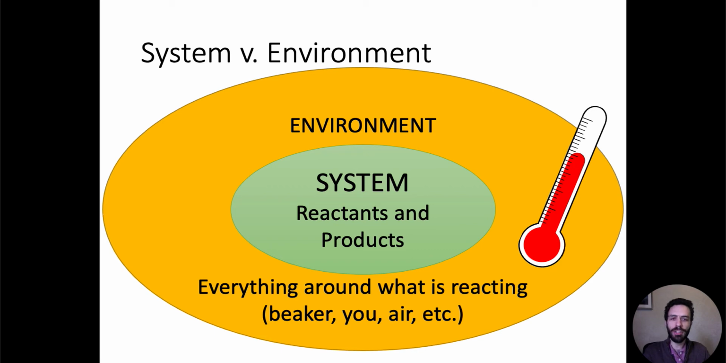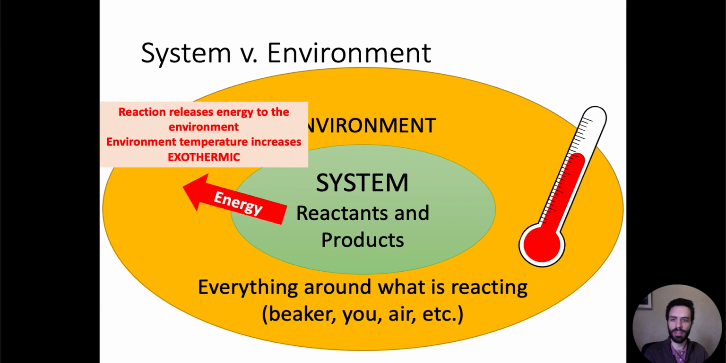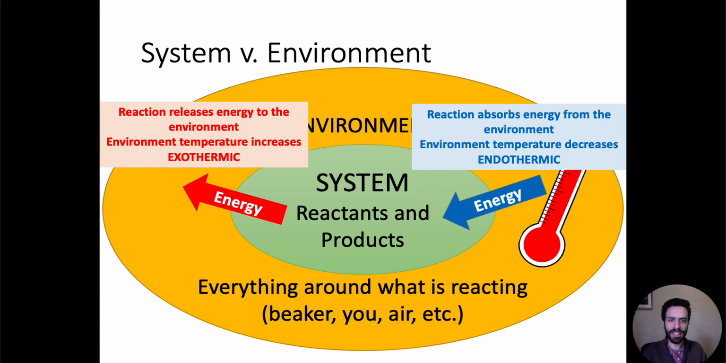So now let's look at how energy can flow between the system and the environment. One possibility is that the system loses energy to the environment, right? The reaction releases energy so that the temperature of the environment will increase. That's an exothermic reaction. Energy is leaving the system, it's going outside the system, exothermic. Another possibility is that the system takes energy from the environment. That would look like this. If the reaction absorbs energy from the environment, the temperature of the environment will decrease, and that is an endothermic reaction. So those are the two possibilities here.